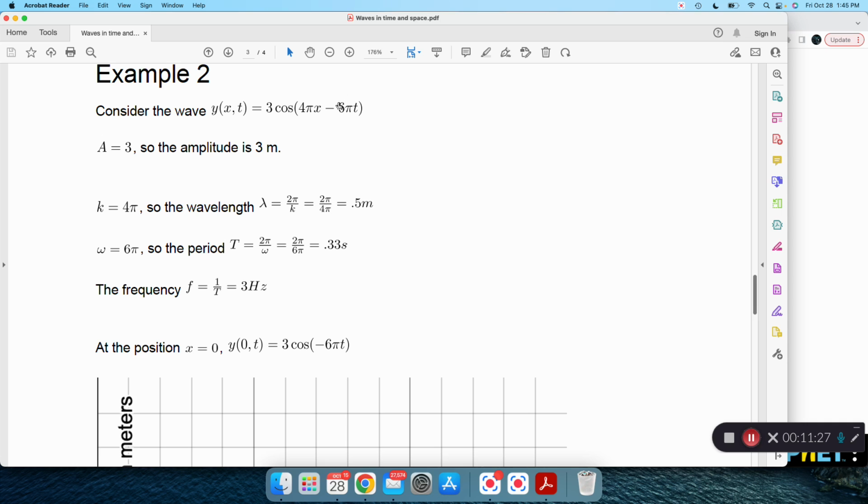Omega is that number beside t. That's related to the period. How fast this thing's moving, or how long it takes to go through a complete cycle in time. And the period is always 2 pi over omega. 2 pi over 6 pi. We just ignore the negative here. The pi's cancel, and we get 1/3, about 0.33 seconds. And then the frequency is just 1 over the period, 1 over 1/3, just flip that over, we would get 3 hertz.